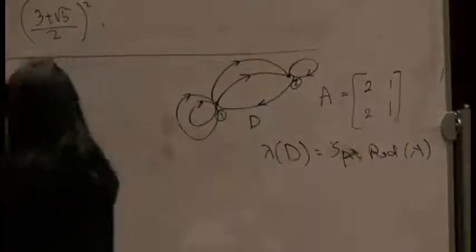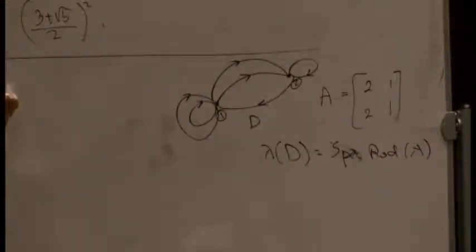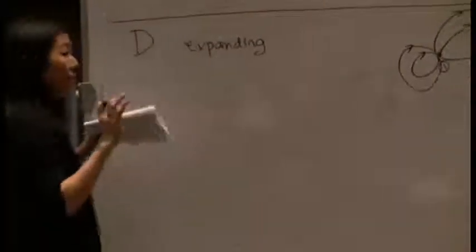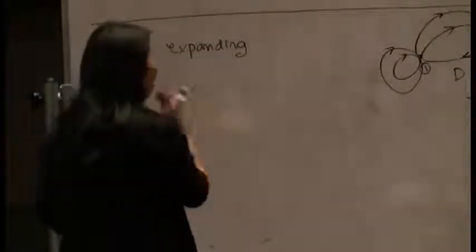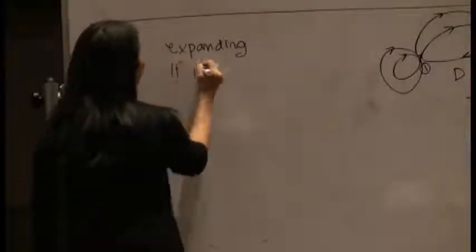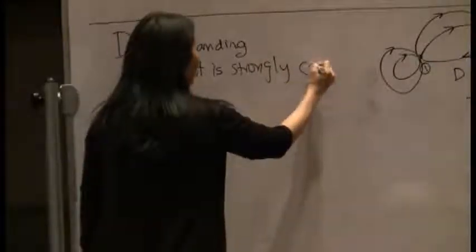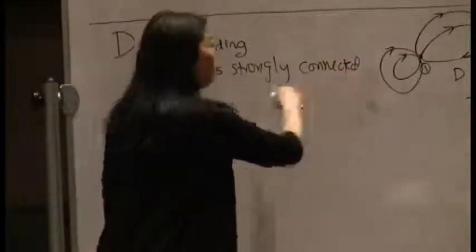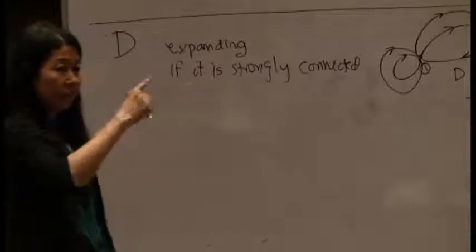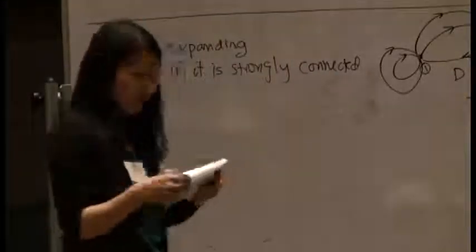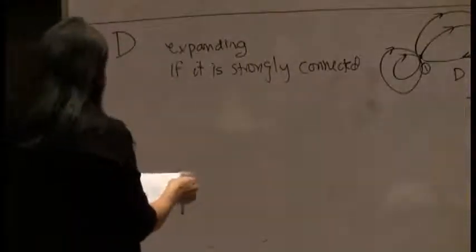Now D is called expanding. It tends to be associated with things that are pseudo-Anosov or other kinds of nice expanding dynamics. D is expanding if it is strongly connected. So it's a very simple thing to check. It's just if you can get from any vertex to any other vertex by a directed path. Okay?